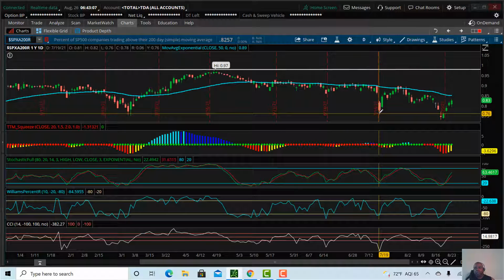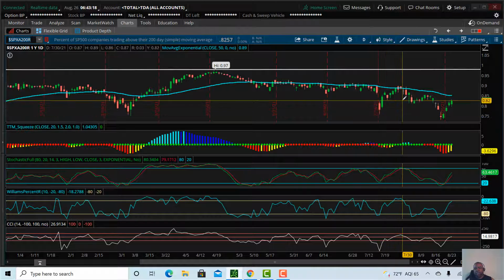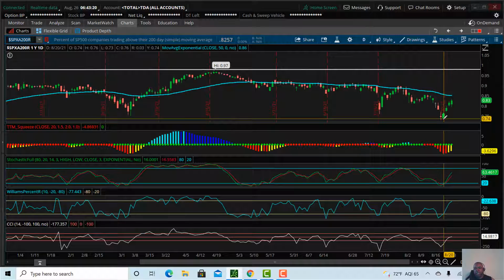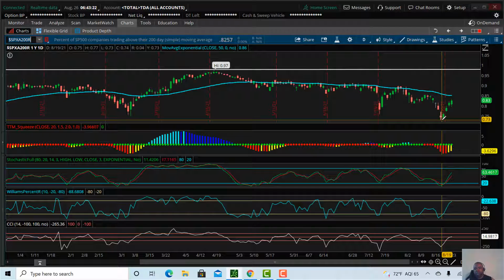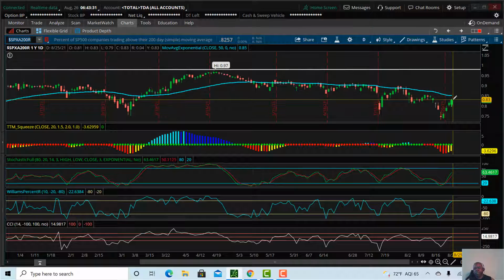So you see how we got to this low back in July, which was right around 76% of stocks trading below their 200-day moving average, and we rallied real quick. And then we created a lower low last week, 73% of stocks trading below the 50-day moving average. I mean, below the 200-day moving average. Then we bounced again.